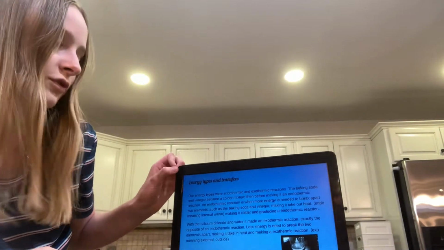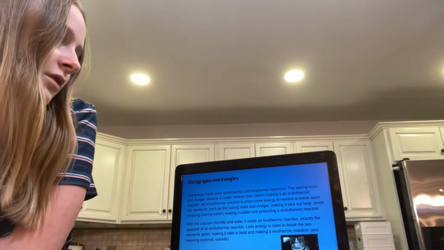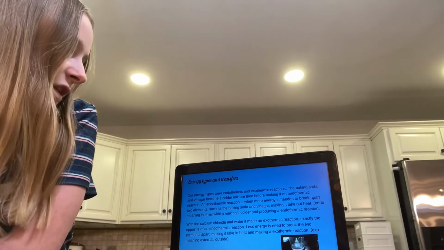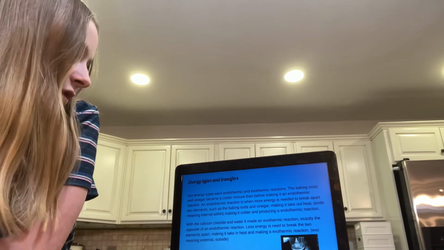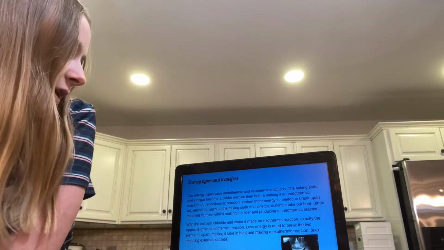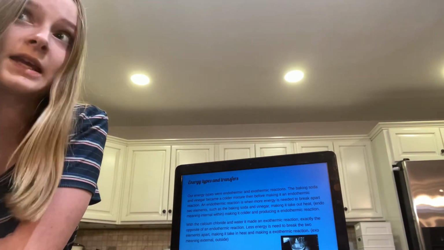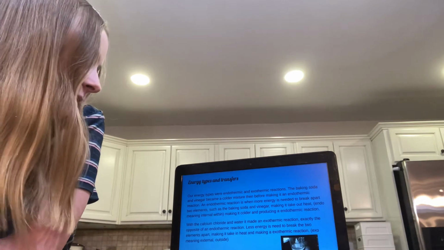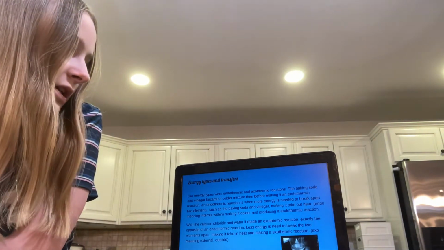Energy types and transfers. Our energy types were endothermic and exothermic reactions. The baking soda and vinegar became a colder mixture than before, making it an endothermic reaction. An endothermic reaction is when more energy is needed to break apart two elements, such as the baking soda and vinegar, making it take out heat. Endothermic, endo meaning internal or within, making it colder.